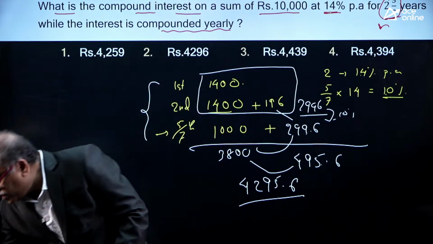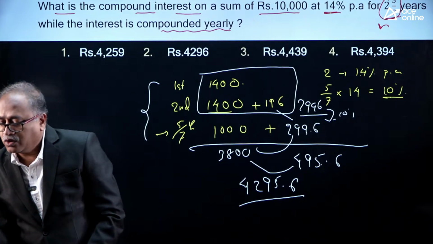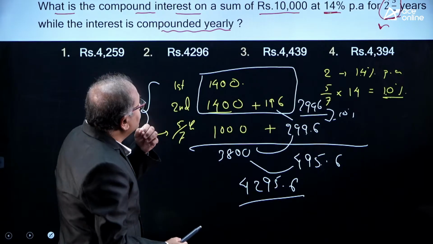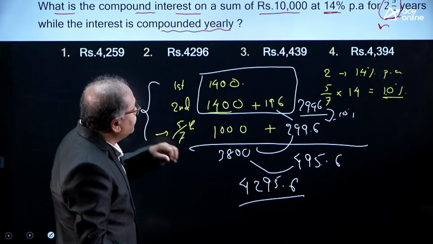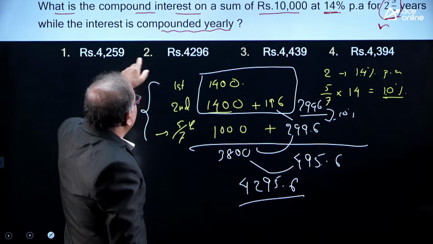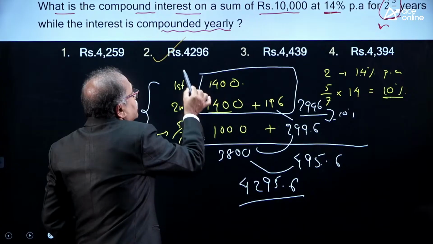So, any of my friends? Okay, not an issue, not an issue. So, look at this one. Finally, I am getting the interest 4295. I can make it as 4296. So, anywhere 4296 is there. Yes, you can see that here it is 4296.